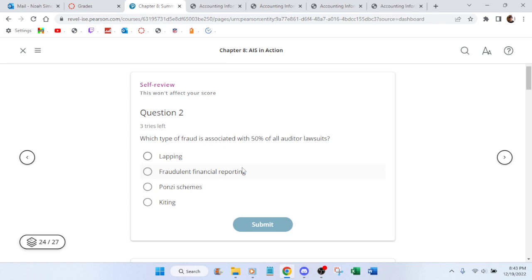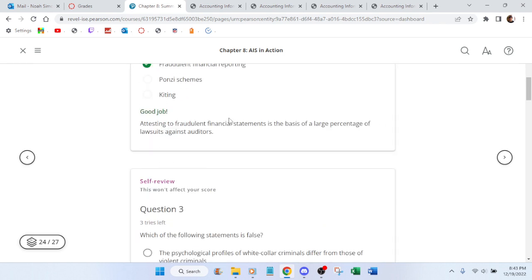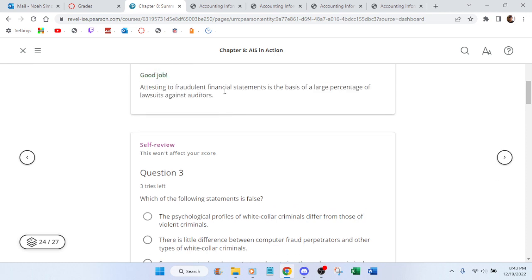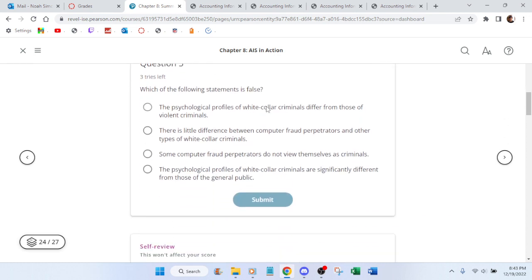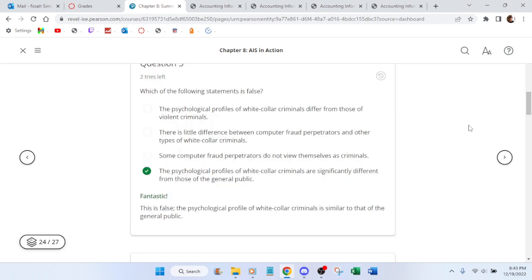Which type of fraud is associated with 50% of all auditor lawsuits? Fraudulent financial reporting. Which of the following statements is false? The psychological profiles of white-collar criminals differ from those of violent criminals.